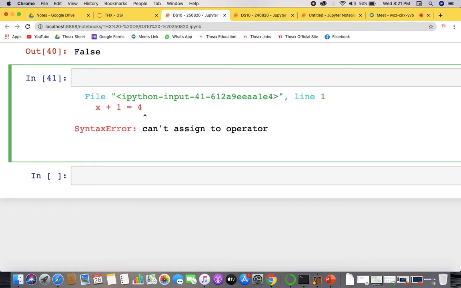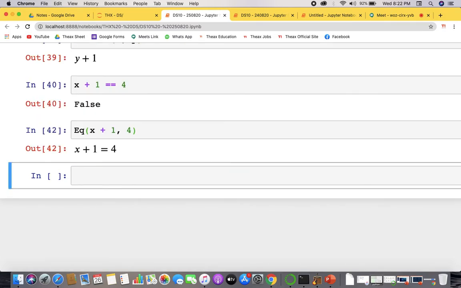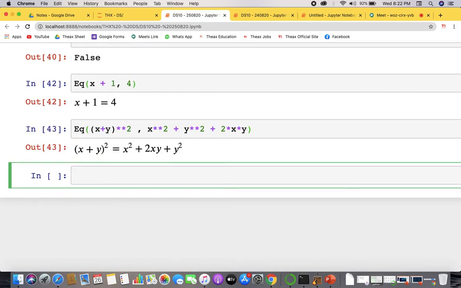There we have another function, called Eq, for the equation. This can be used to create symbolic equalities. If we write Eq of x plus 1 comma 4 and run this, we'll get x plus 1 equals 4. We can even write an equation where x plus y whole square is equal to x square plus y square plus 2xy. This is the form we see everywhere in the books, what you have studied till now, right?